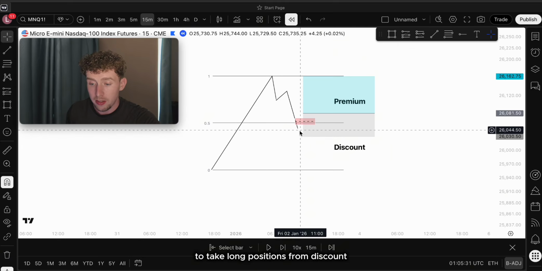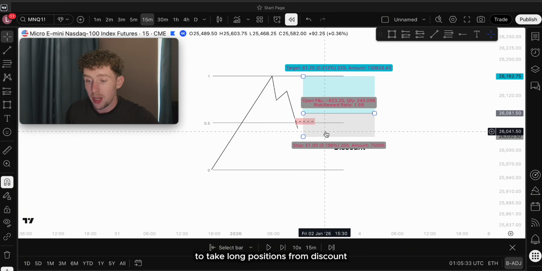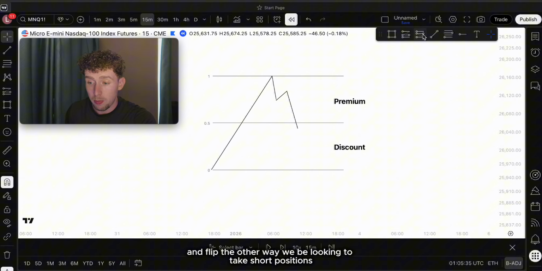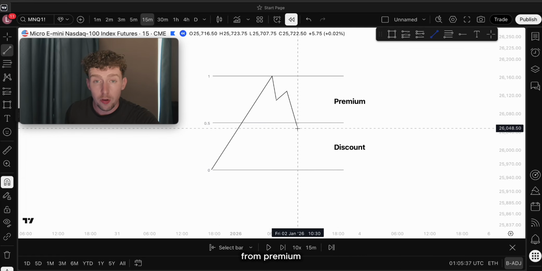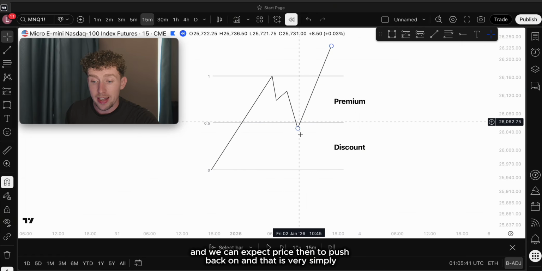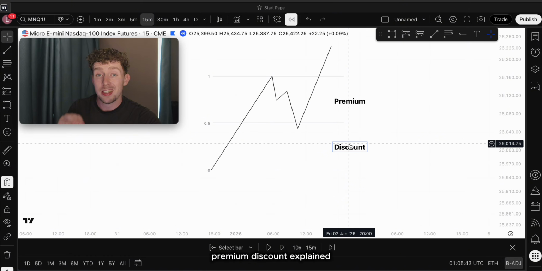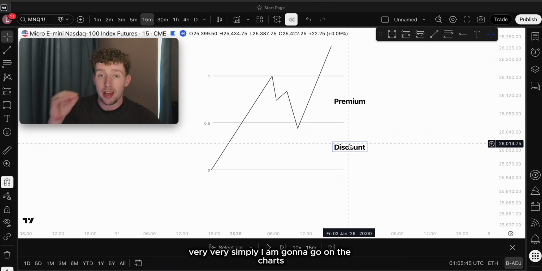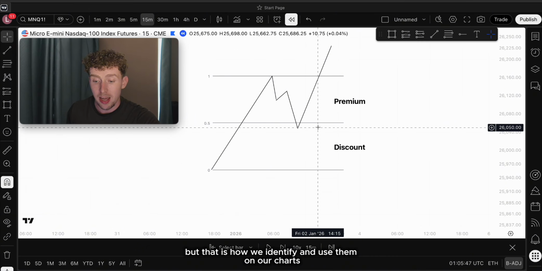We're looking to take long positions from discount, and flip the other way, we'd be looking to take short positions from premium. And we can expect price then to push back on. And that is premium and discount explained very, very simply. I am going to go on the charts, but that is how we identify and use them on our charts.